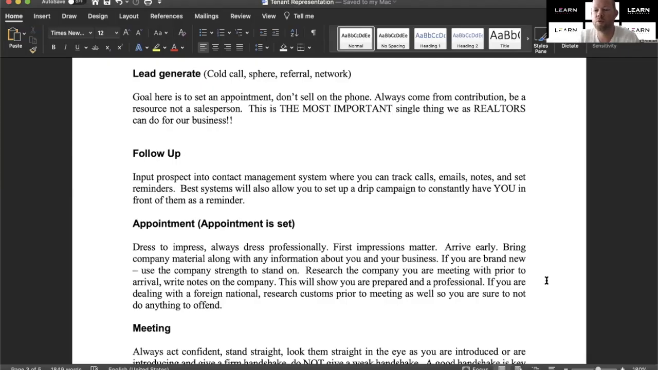If you are brand new, use the company strength to stand on. We keep talking about that. Research the company you're meeting with prior to arrival. Write notes on the company, right? Show you are a professional. Know who the founders are, the founder, if you're talking to that person, what their past history's been. Is this their fifth business, their first business? Find out anything you can. Come prepared. This will show you are prepared and a professional.